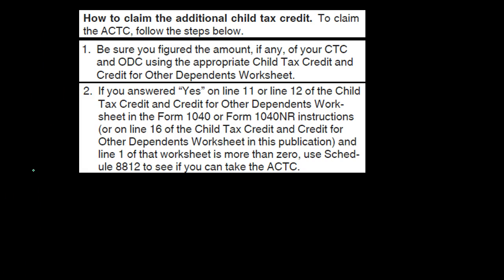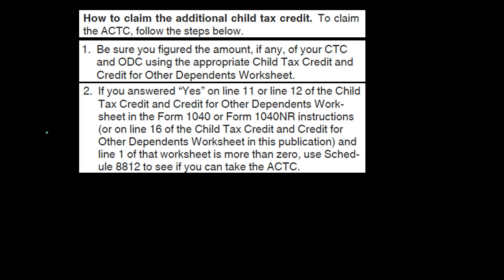Next item, back to the text. If you answered yes on line 11 or line 12 of the child tax credit and credit for other dependents worksheet in the Form 1040 instructions, or on line 16 of the child tax credit and credit for other dependents worksheet in this publication, and line 1 of the worksheet is more than 0, you use Schedule 8812 to see if you can take the ACTC, which is the additional child tax credit. So in essence, if you go through this worksheet, we're going to get to the line item that's going to determine whether or not we should move on to the additional child tax credit.